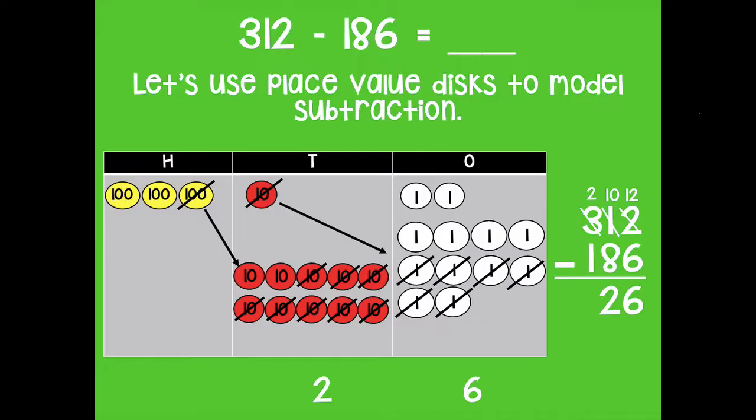Then we move to our hundreds place. We have 2 hundreds. Well, we need to subtract 1, so that means we're left with 100. So 2 minus 1 equals 1 hundred. So 312 minus 186 equals 126.